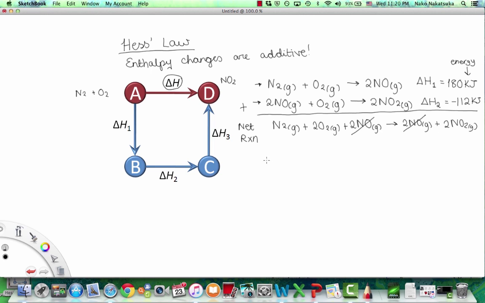Awesome. So then the enthalpy net is just going to be the addition. So delta H1 plus delta H2. 180 plus negative 112 gives you 68 kilojoules. So yay, we finished this Hess's law problem. This value is a positive value, which means that this is an endothermic reaction, meaning that heat had to be supplied in order for it to happen. Another way in which we can calculate enthalpies of the reaction is by using bond enthalpies.